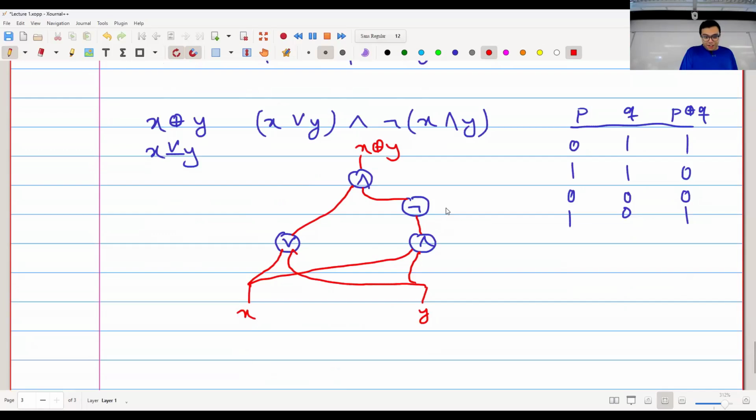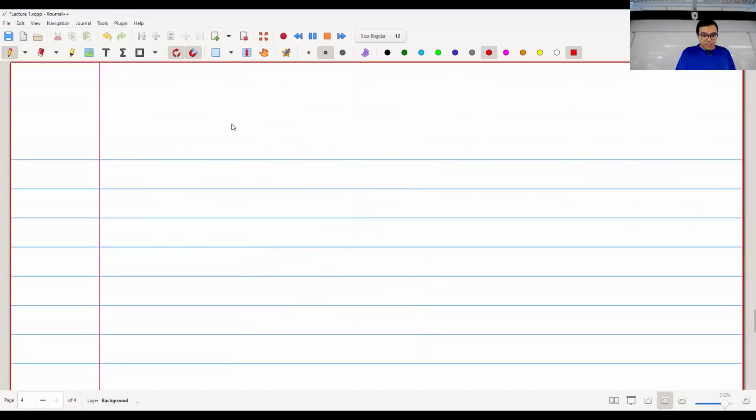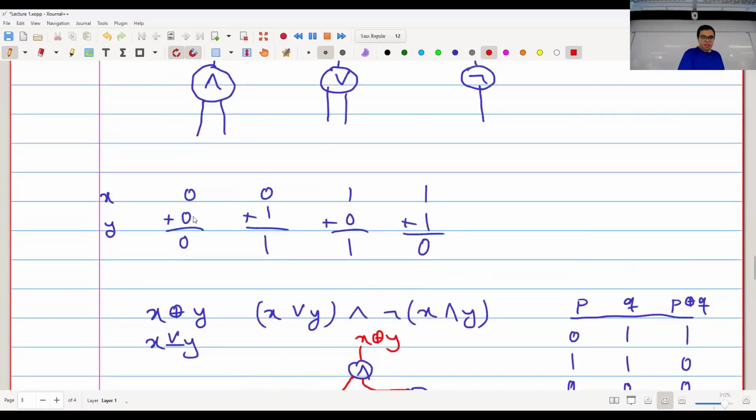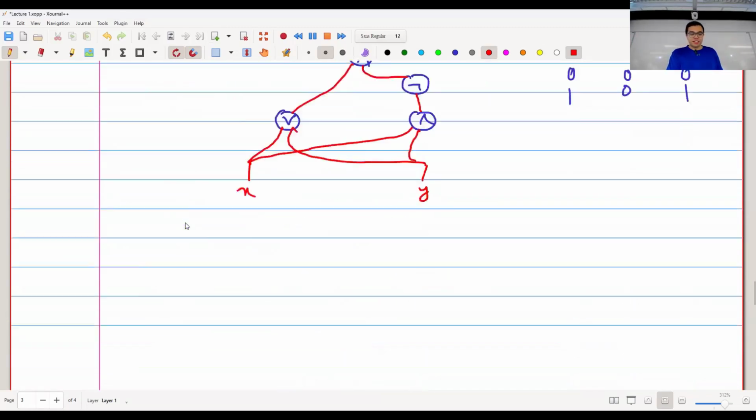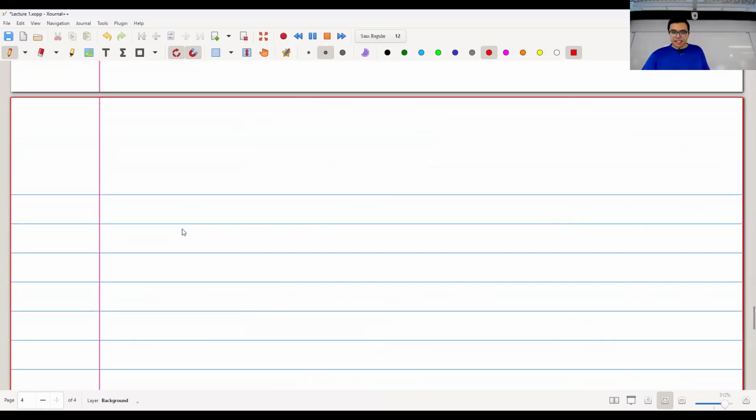Okay. Now, let's make it more interesting. What happens if instead of just 1 bit of input, I can have 2 bits of input? Okay. So my numbers here, they were binary numbers of length 1. Let's say I can have binary numbers of length 2. So I can have this X, which is now 2 bits. So let's say 1, 1. And I can also have Y, which is, let's say, also 2 bits. Let's say it's 0, 1. And I want to add them together. Now, what is the result of this addition?